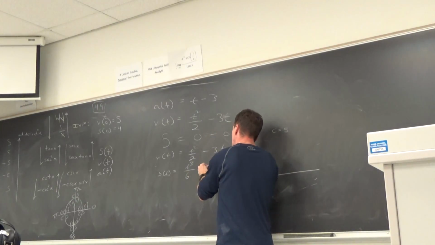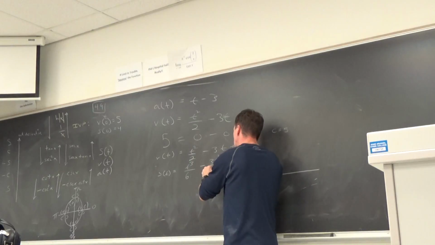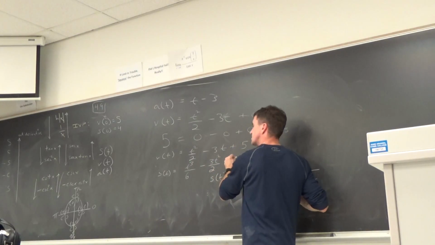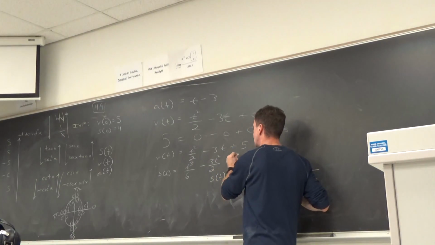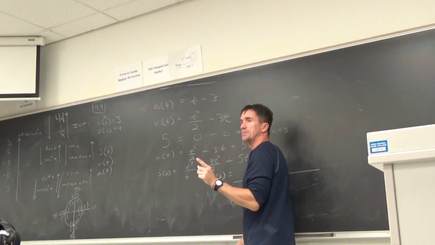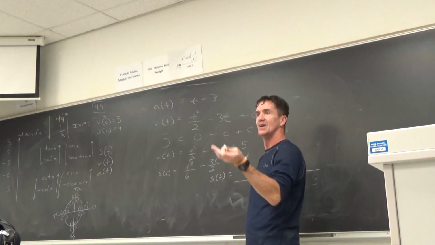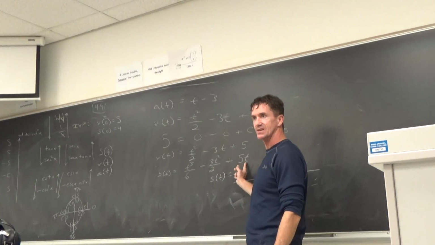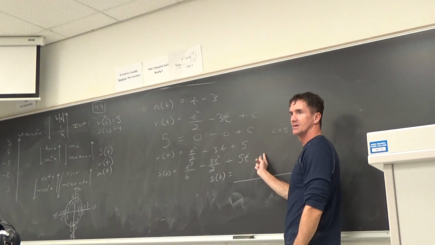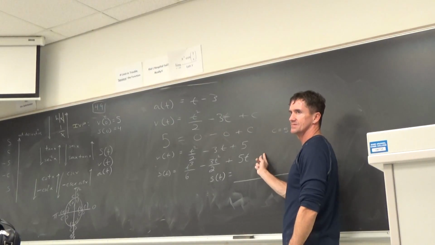Minus 3t squared over 2, plus 5t. Be careful, you might accidentally put a 0 there by mistake, as if taking the derivative. Now what else do I need? A plus what? Plus C. But I already used C, so let's use something else, D.